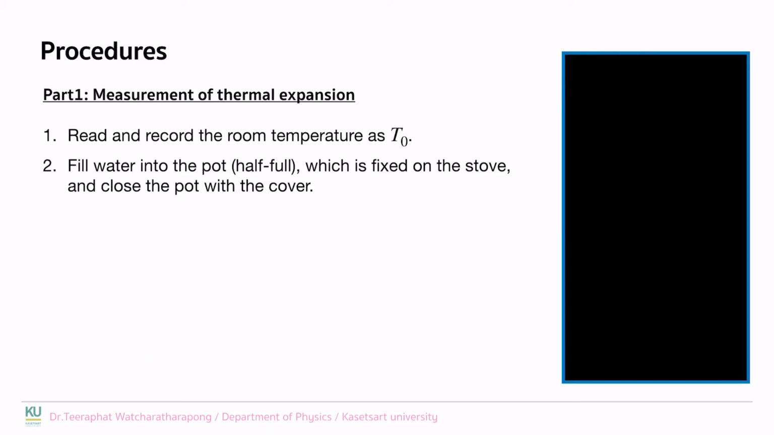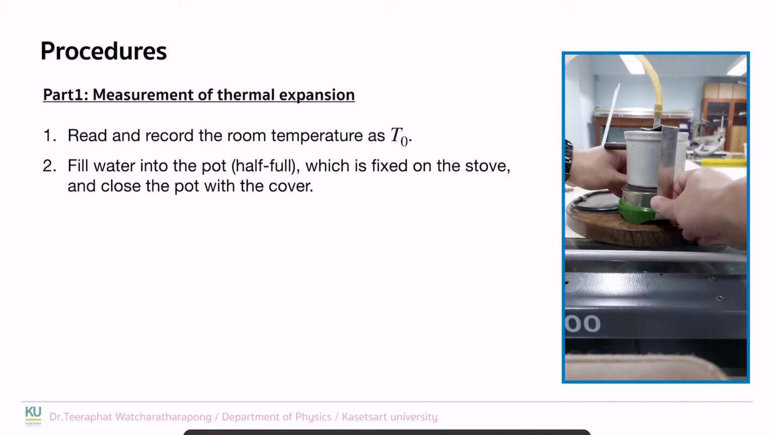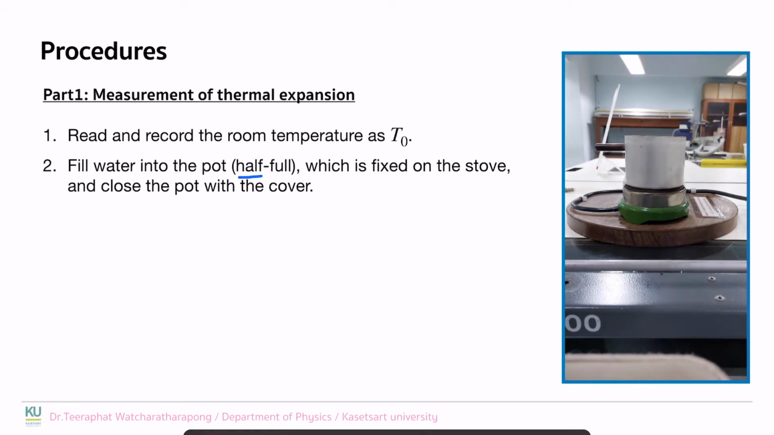And now we come to the last part of this video, which is about the procedure. In this experiment, there are 2 parts. The first one is the measurement of thermal expansion. First, we read and record the room temperature as T0, and then fill water into the pot. Only half full is enough.